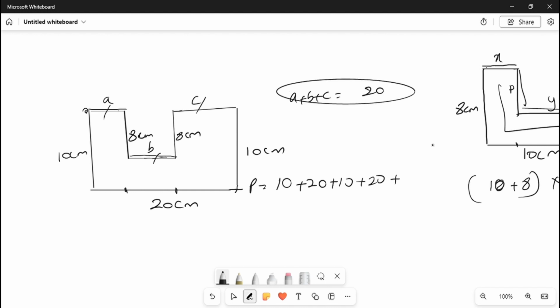Another two pieces are there. These two also coming as edges. So 8 plus 8 also coming. So again I tell you, we are starting from here along this horizontal, vertical length 10, 20, again 10. These three horizontal pieces together 20, and here two vertical lengths are there, 8, 8. So if you find the perimeter, 10 and 20, 30, 40, 40 and 20, 60, 60 and 8, 68 and 8, 76 centimeter.